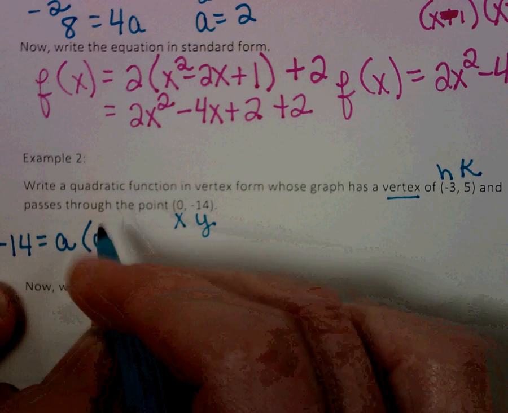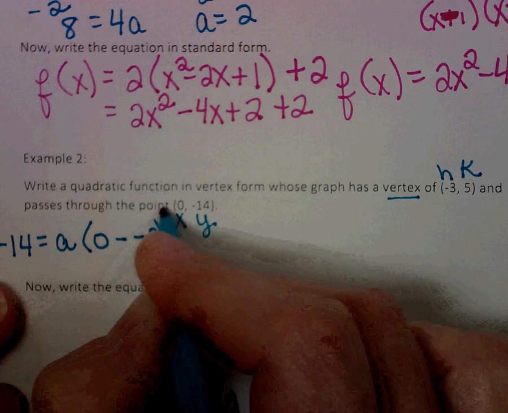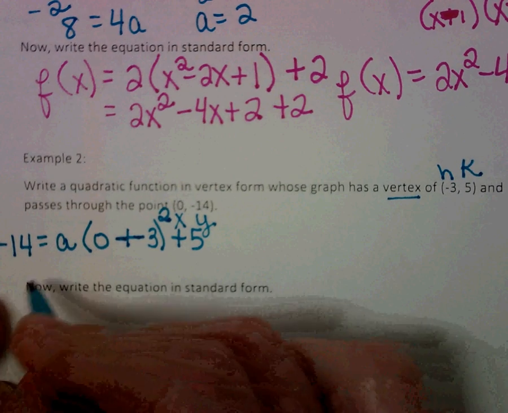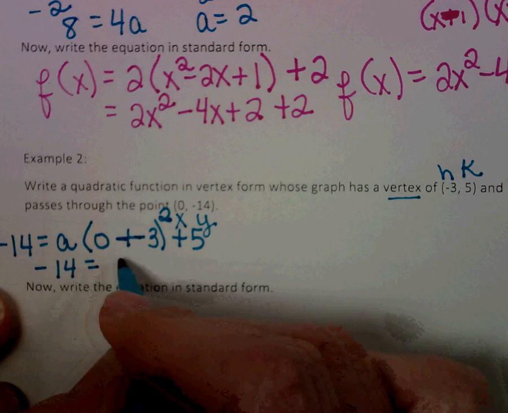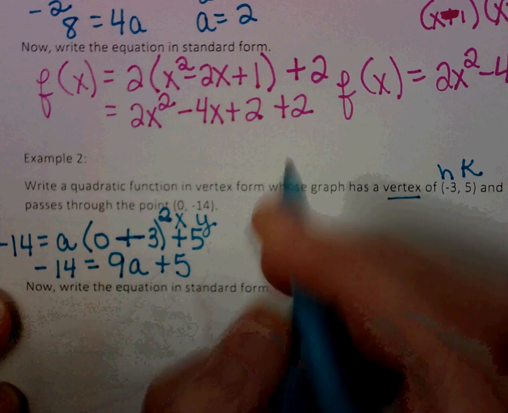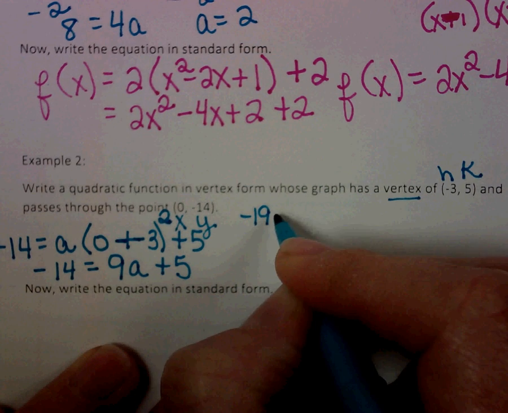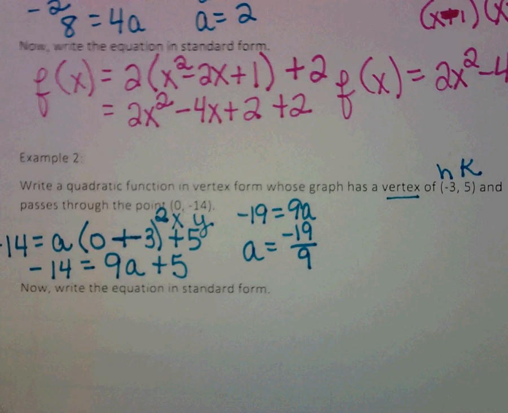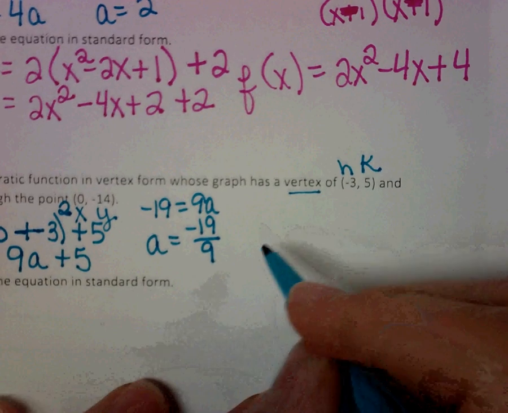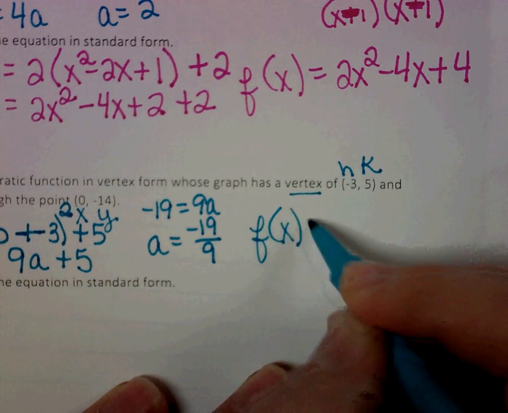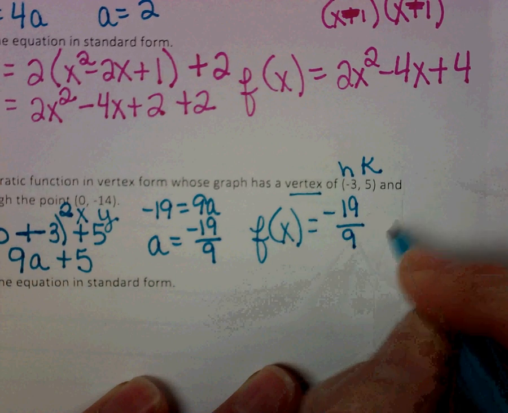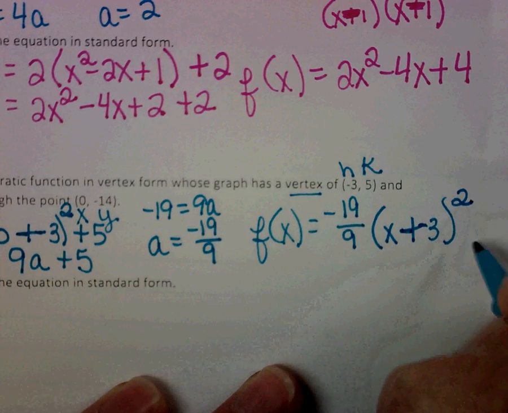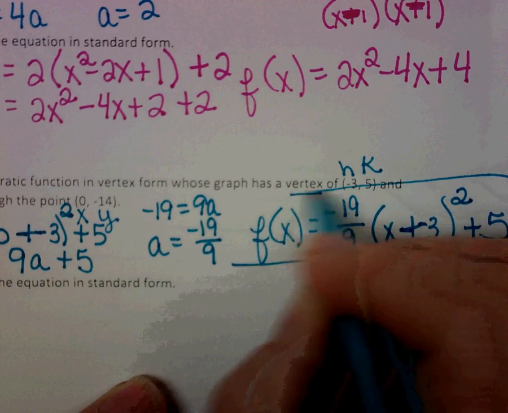My x is 0 minus negative 3 squared plus 5. And I hope that you know that turns into a plus, but I wanted you to see that. So this would be negative 14 equals 9a plus 5. When I subtract 5, I get negative 19 equals 9a, and so my a value is negative 19 over 9. Writing it in vertex form, f of x equals negative 19 over 9 times x minus negative 3, which would be plus, squared, plus 5. And so there is vertex form.